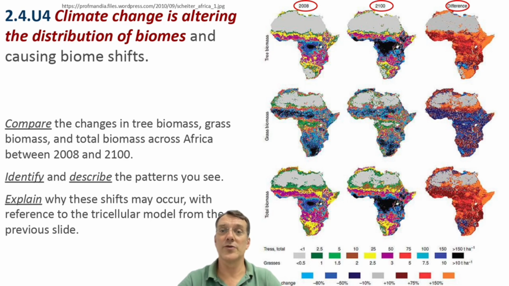Climate change is altering the distribution of biomes. This image shows projected changes in tree biomass, grass biomass, and total biomass across Africa between the years 2008 and 2100. Notice the significant shifts predicted, particularly in the map on the right. These changes occur as warming temperatures alter precipitation patterns, and they push the climate zones towards the North and South poles, or away from the equator.